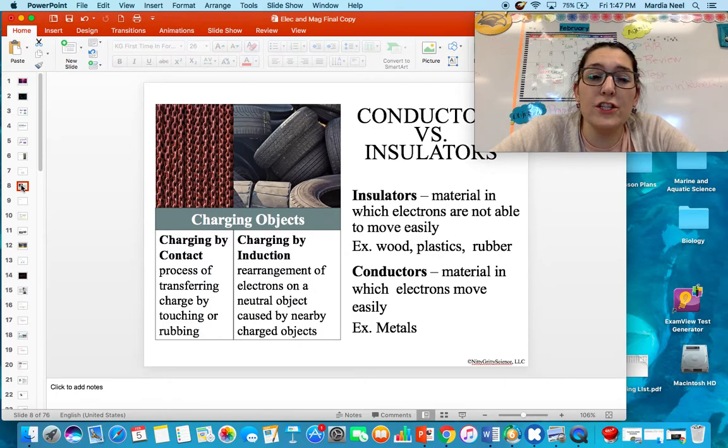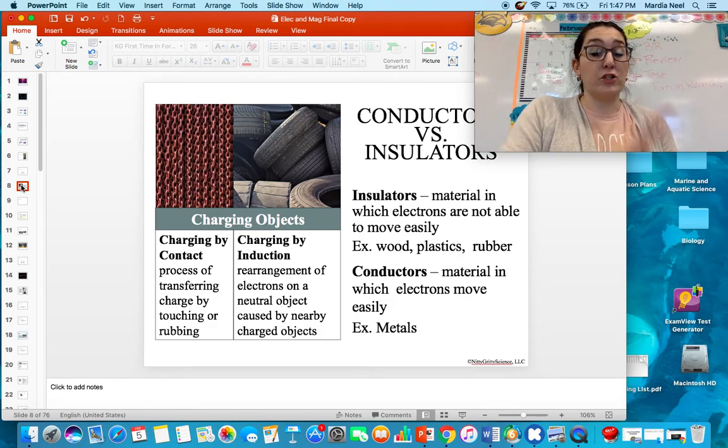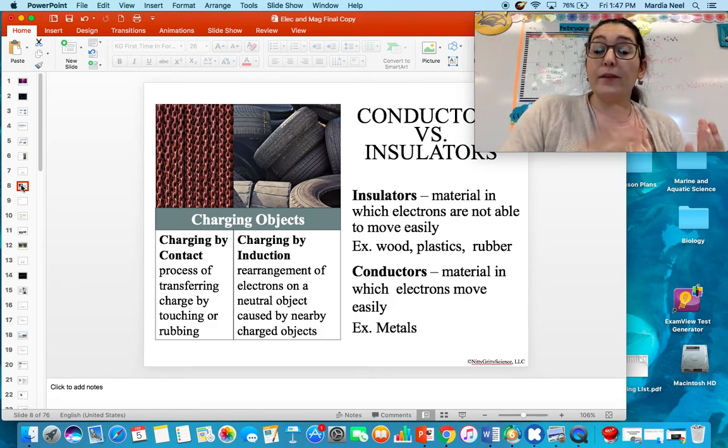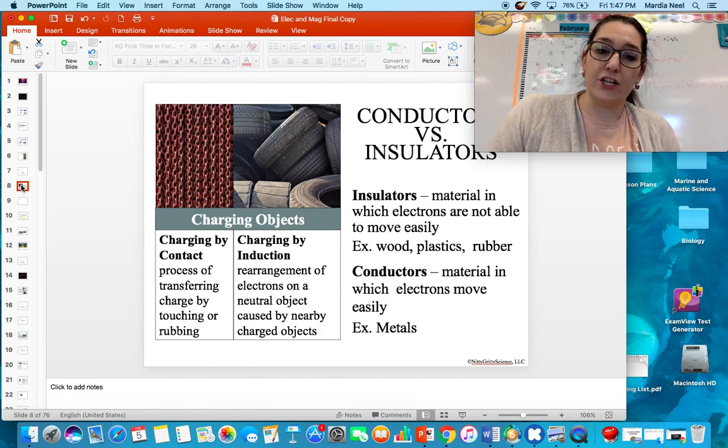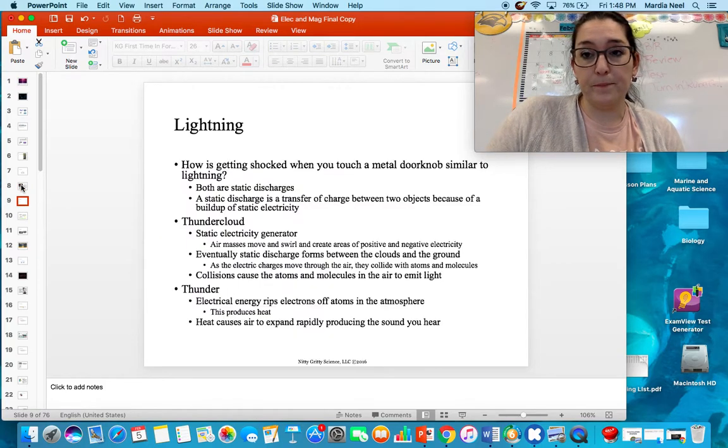We can charge things different ways. We can charge things by contact, meaning they have to touch. So that's just by touching or rubbing two things together like this, we're transferring those electrons and we're charging something. Another way we can charge something is by induction, and that's when we actually rearrange electrons on an object that's neutral. We're going to get deeper into all of this in the days to come. This is just the tip of the iceberg.